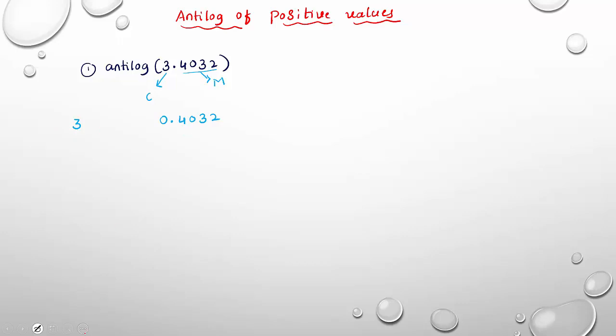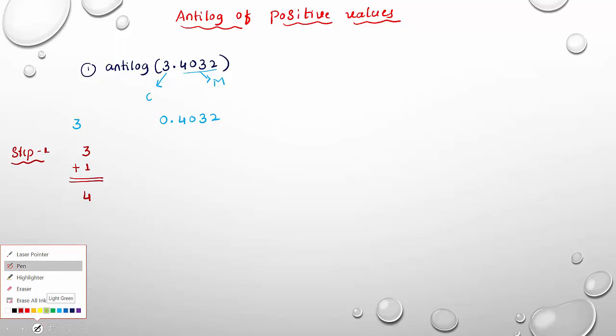The first step you can remember here, step 1, is that the characteristic should be increased by 1. We have to add 1 to the characteristic. The characteristic is 3 here, so 3 plus 1, and we get the answer 4. So the first step is the characteristic number is increased by 1, and we got this number 4.